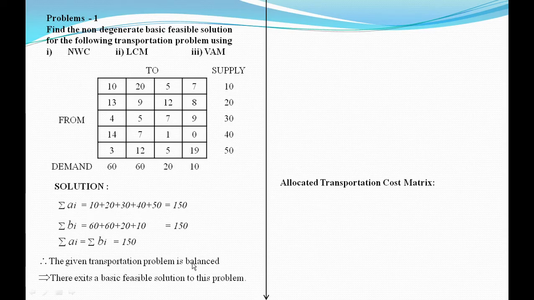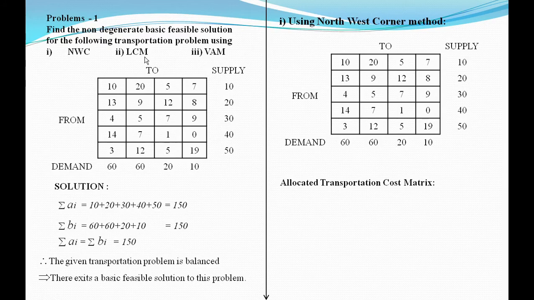Whenever it is balanced, only then does there exist a basic feasible solution to this problem. If it is not balanced, we will make the problem balanced and then solve it. So first, they are asking us to find the northwest corner solution. So using the northwest corner method, how can I do that? First, let me write the given cost matrix as it is given. I have written the cost matrix as it is.